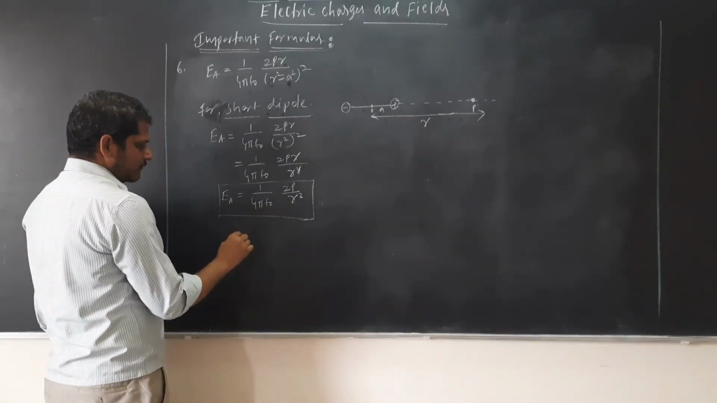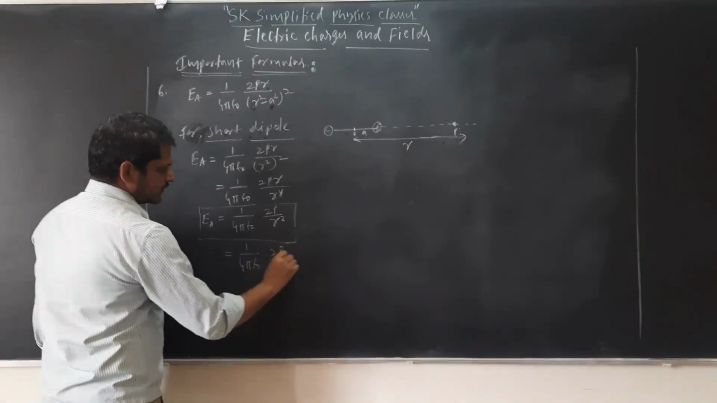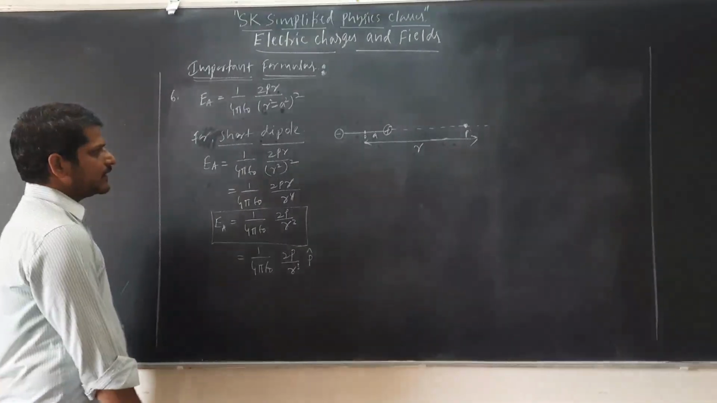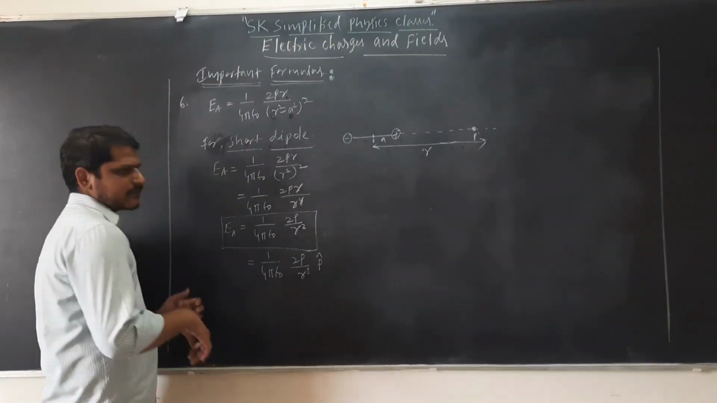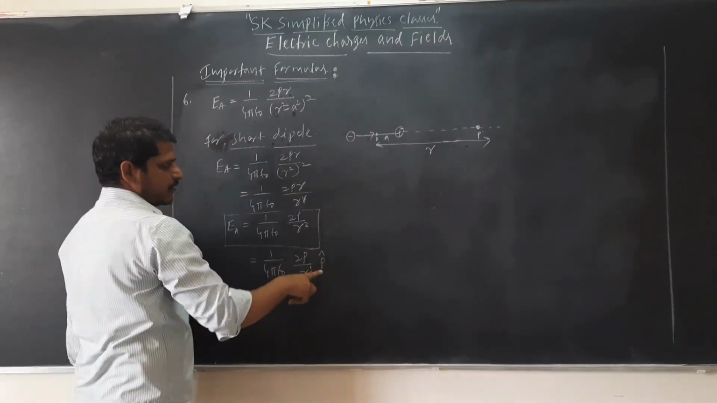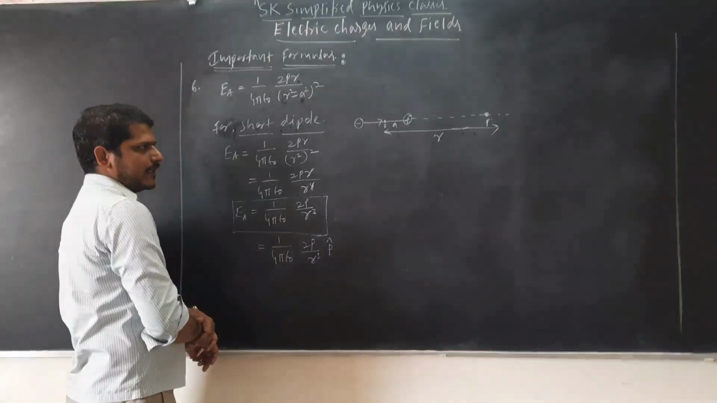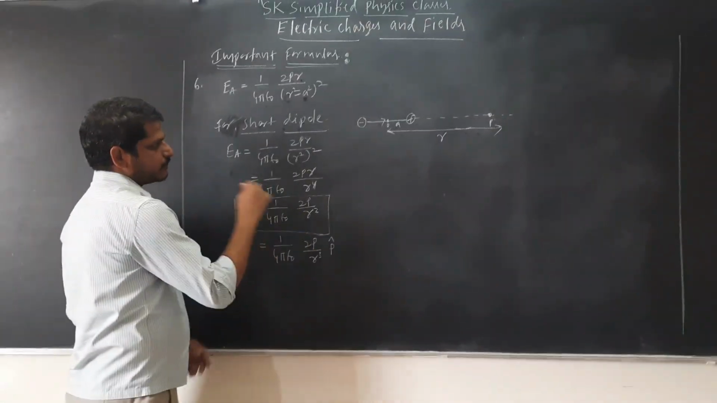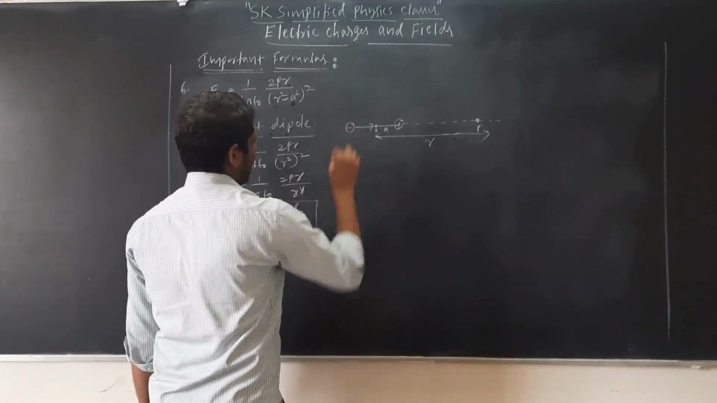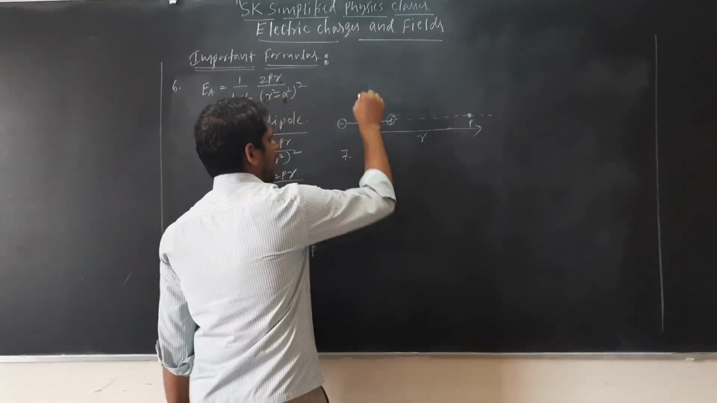In vector form, the same expression can be represented as 1 divided by 4 pi epsilon naught times 2p divided by r cube times p cap. Here, if the direction of the electric field is along the direction of the dipole moment, it is taken as positive. If it is opposite to the direction of the dipole moment, then it is taken as negative.